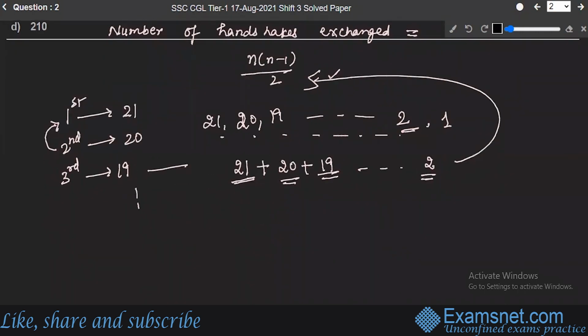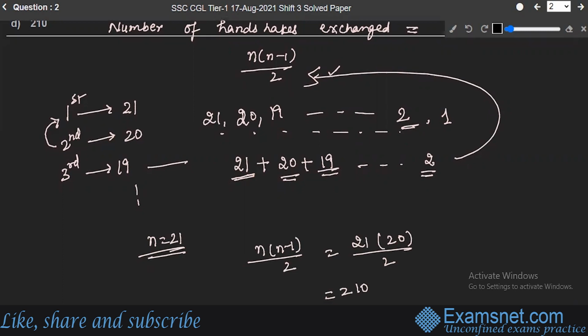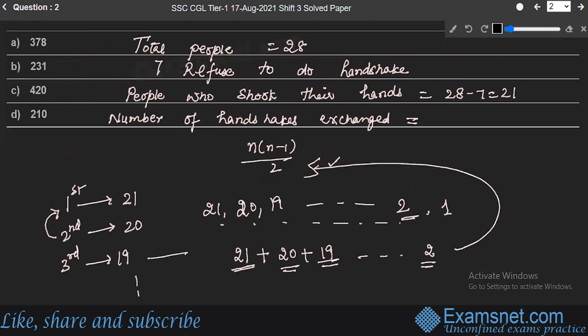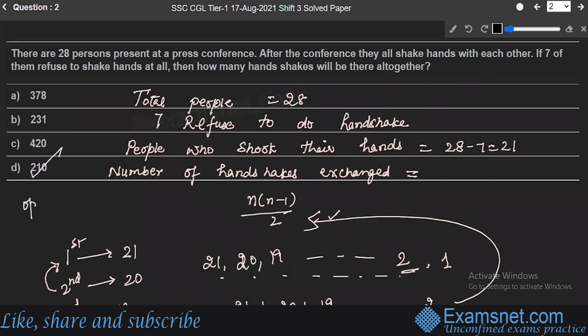Let's fill in the values here. N is equal to 21. So what will this formula become? N into N minus 1 upon 2. This will give you 21 into 21 minus 1, that's 20, upon 2, which will be equal to 210. So how many handshakes took place? There were 210. This is your answer. Let's see. Option D is the correct answer to the question. Okay, I hope you are clear.